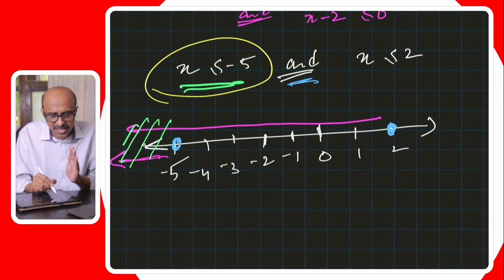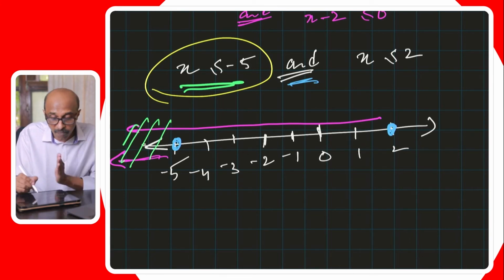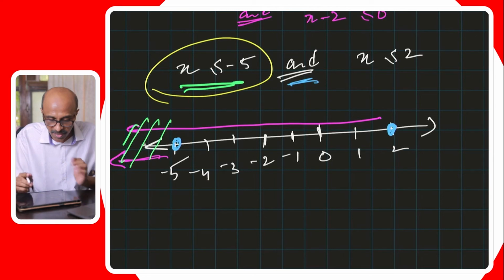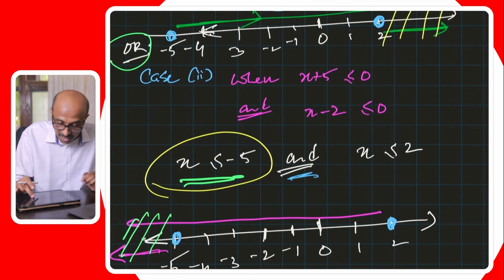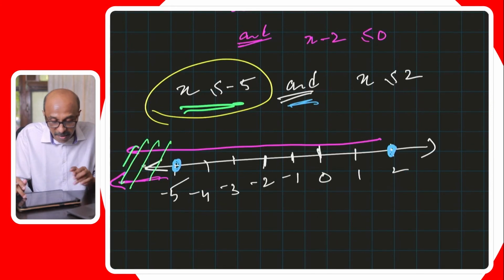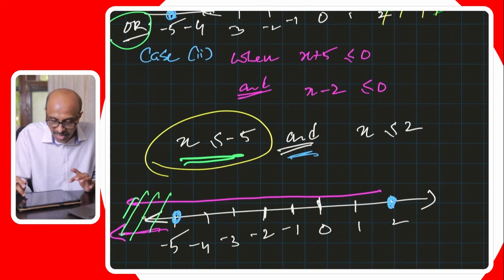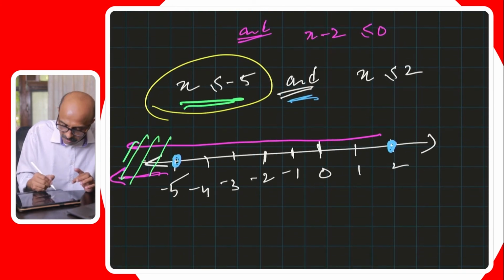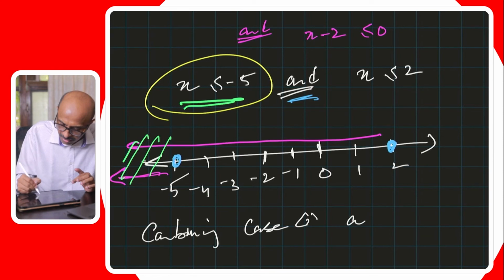Combining both, because when a number is less than -5, it's obviously going to be less than 2. Is that right? So from case 2, we get the solution as x is less than or equal to -5. Then we combine the results from both the cases and write x must be, combining case 1 and case 2.